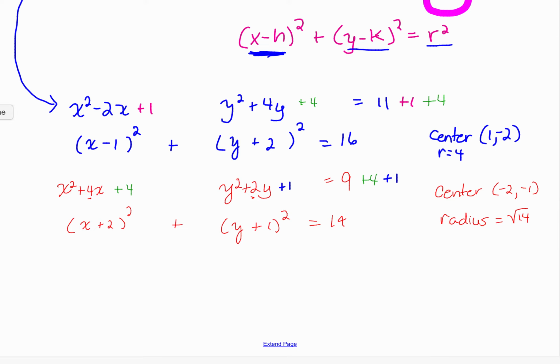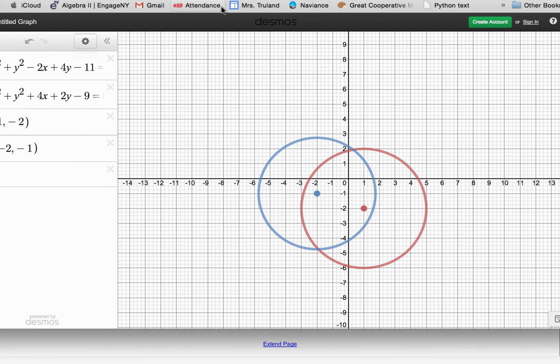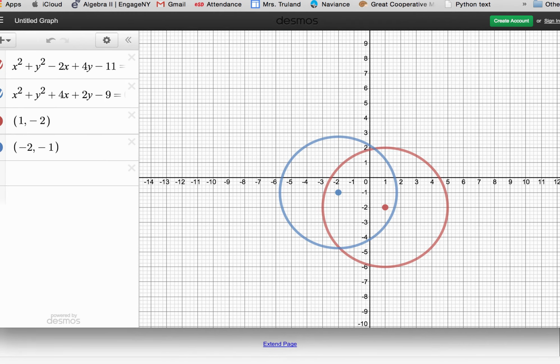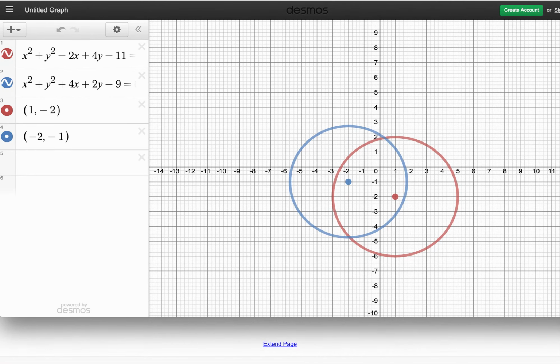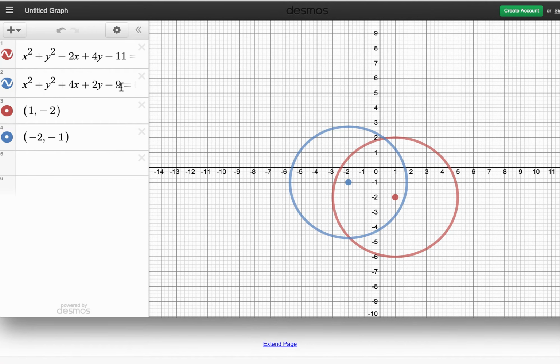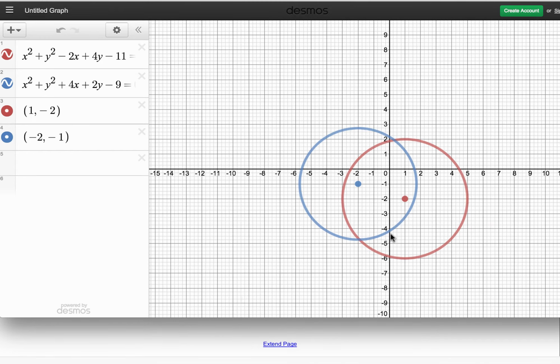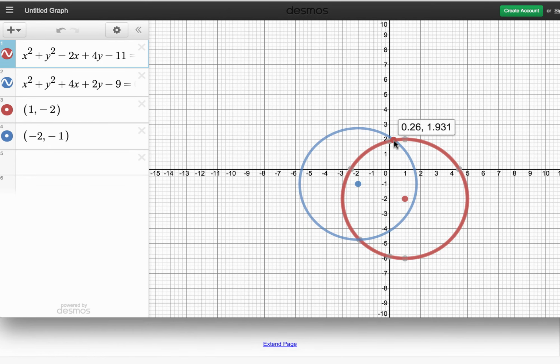Again, let's take a look at it on Desmos. Here it is on Desmos. I typed in the original problems. We have our center here of (1, negative 2) and (negative 2, negative 1). And there's our blue circle and our red circle. I can touch where they intersect and see that it is really some ugly numbers.